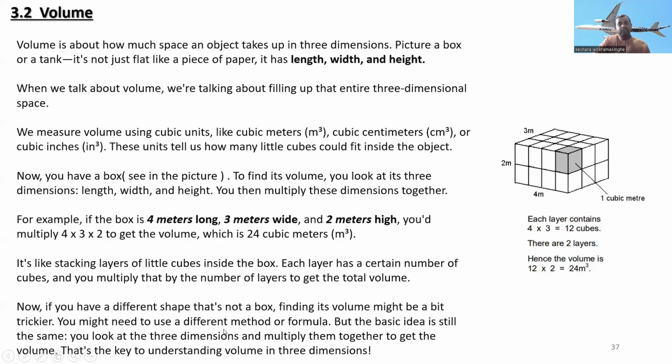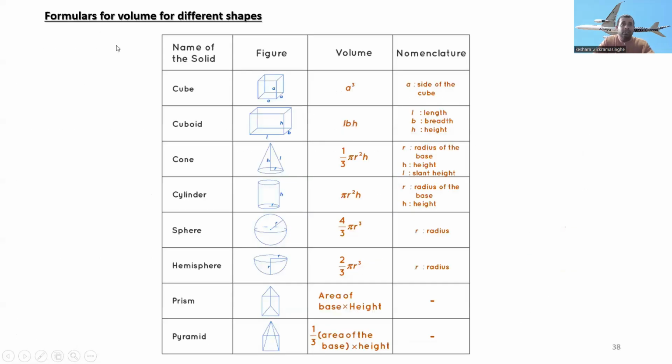So now if you have different shapes that are not a box, finding volume might be a bit trickier. So you might need to use a different method or formula, but the basic idea is still the same. You look at the three dimensions and multiply them together to get the volume. That's the key to understanding volume in three dimensions. Alright, so these are the formulas for volume for different shapes.